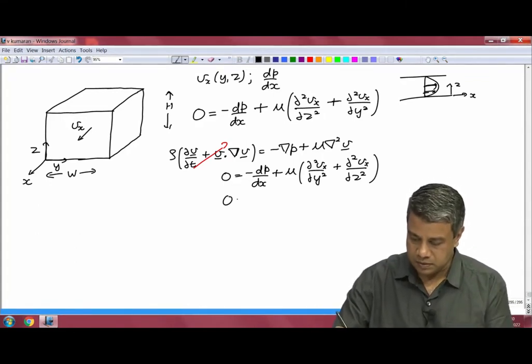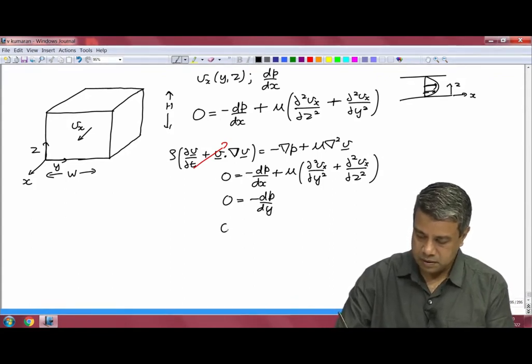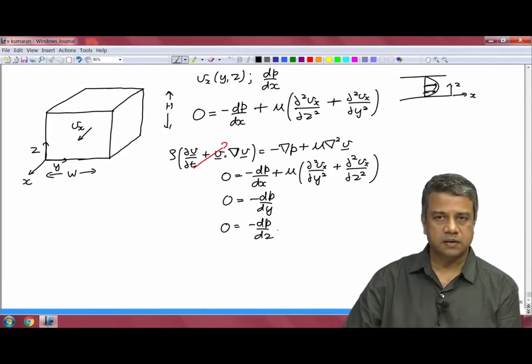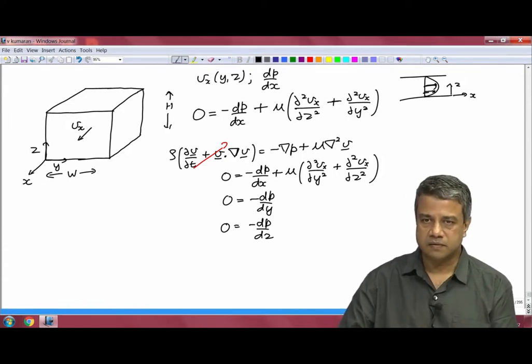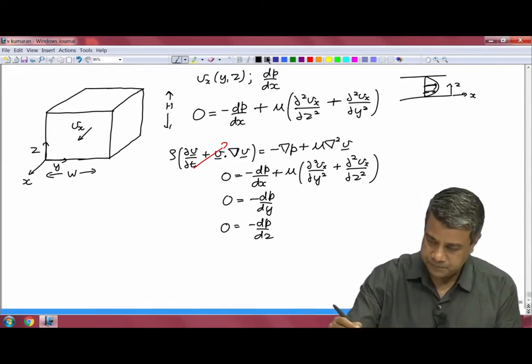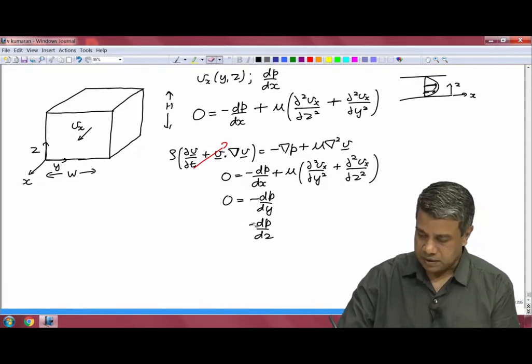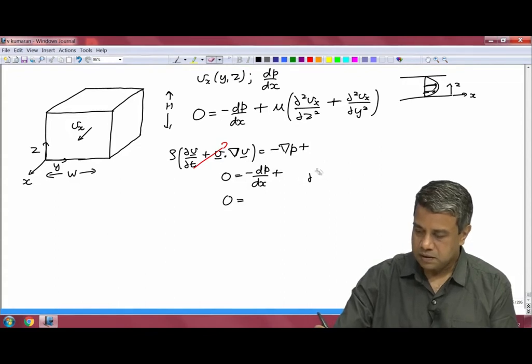And in the other two directions, minus dp by dy. So these are the equations that you get from the Navier-Stokes equations that we had derived in terms of vectors, if Vy and Vz are both identically equal to 0 for a unidirectional flow. You can show that. So, this is the equation and the boundary conditions.